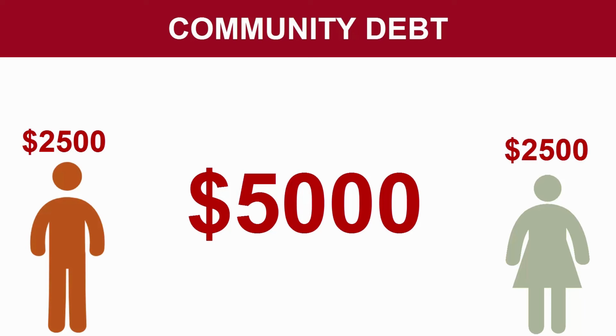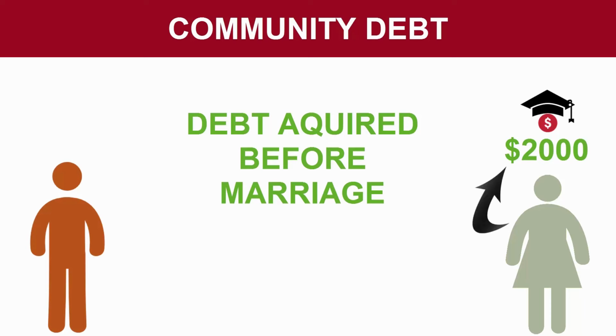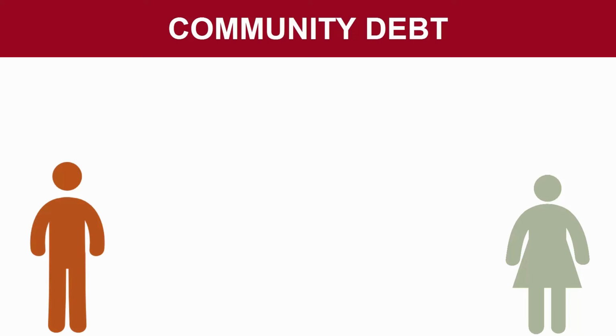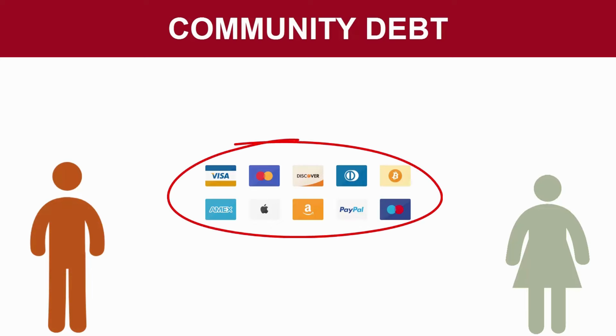If any of the debt was acquired before the marriage, that debt will probably be treated as sole and separate debt and will have to be paid by whichever party incurred that debt. So if prior to the marriage you still owed $2,000 in student loans, you will be solely responsible for that student loan debt. It will not be considered a community debt. If you or the other side acquired credit cards during the marriage, the court will probably treat any amounts owed on those credit cards as a community debt, even if the credit cards are only in one party's name.